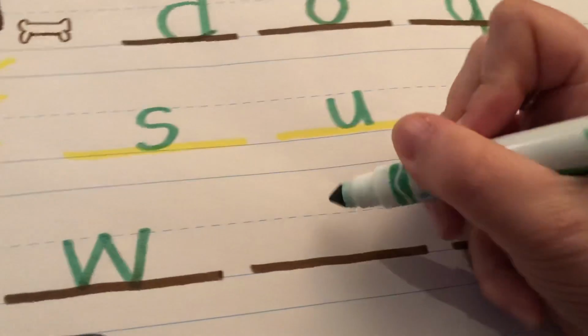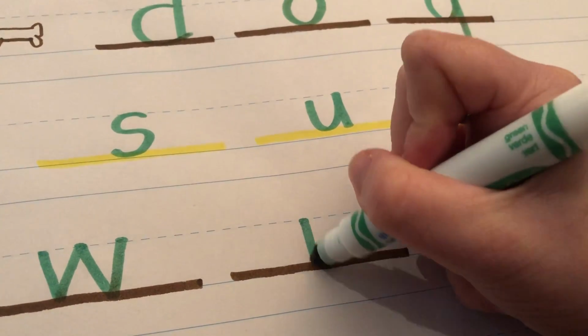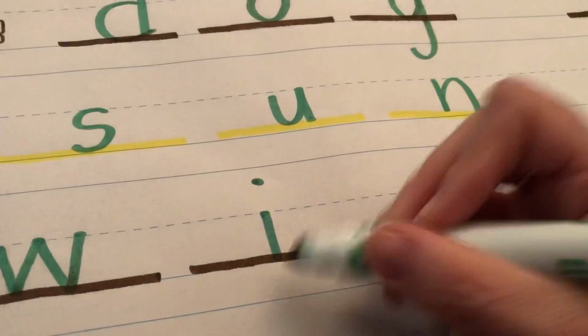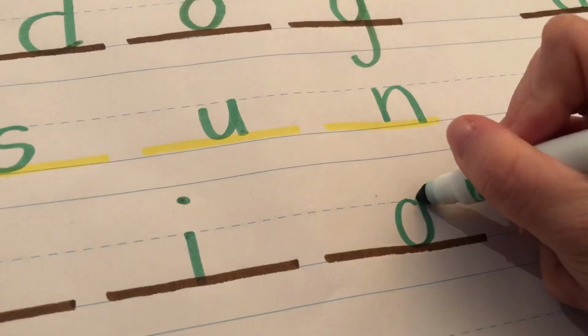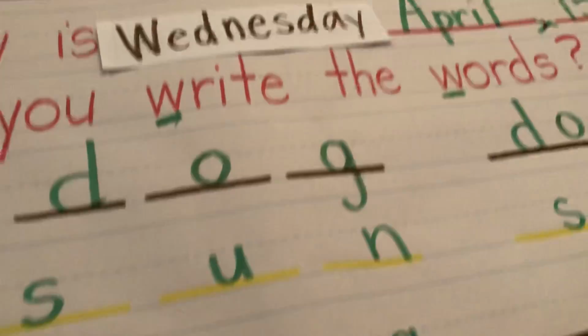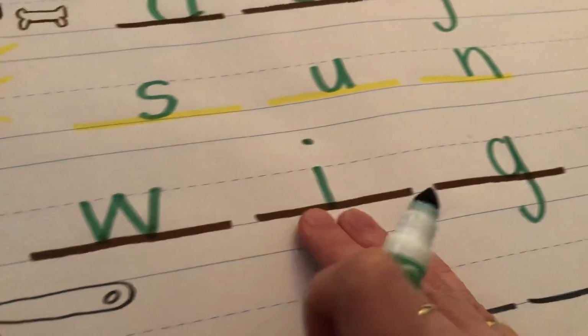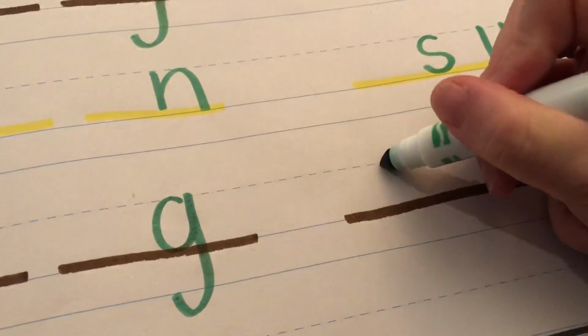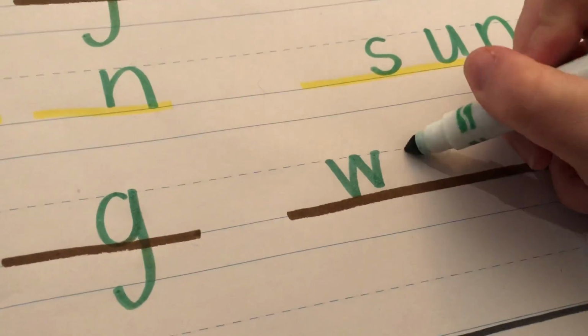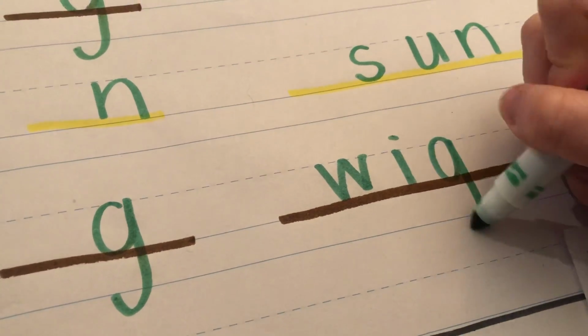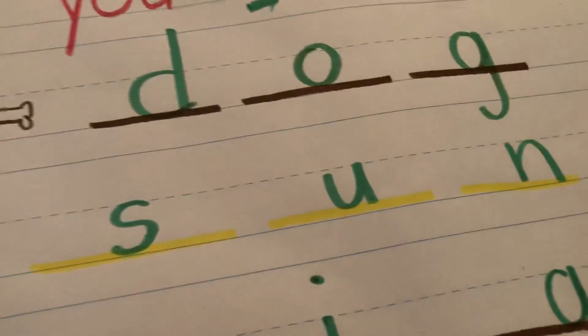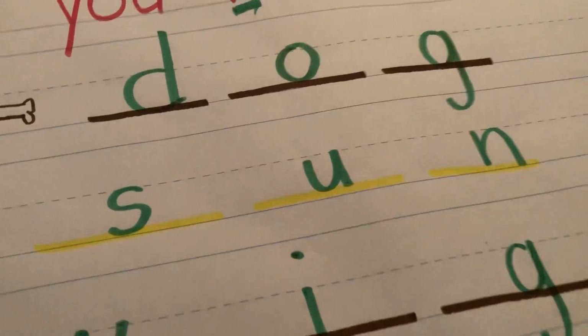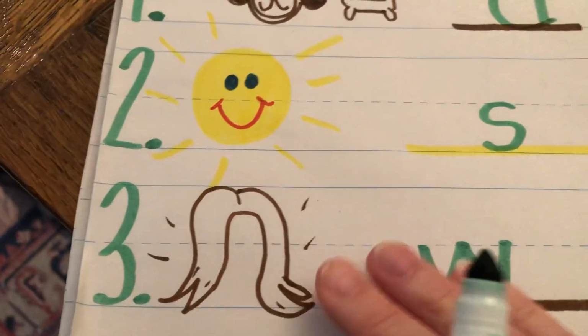W. Our middle vowel is I, which is I. W, I, G. And there's that G at the end, just like dog. So we have W, I, G. Let's write it. W, I, G. All right, number 3, let's write a sentence. Let's see, what can I say about a wig? My wig is red. How about that?